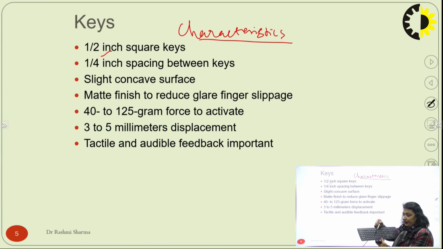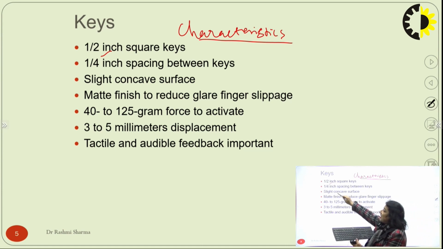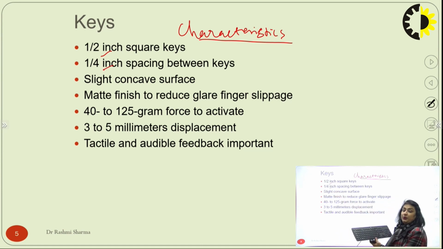So it is half an inch square, and the distance between these two particular keys is 1/4 inch spacing between each and every key. No more spacing is there, no less spacing is there. And similarly, you have a slightly concave surface. If you see, the surface of your keyboard key is like this, this way.